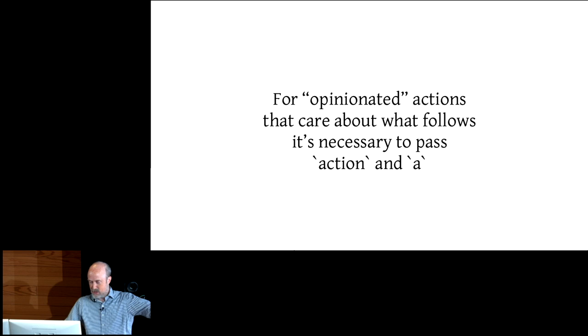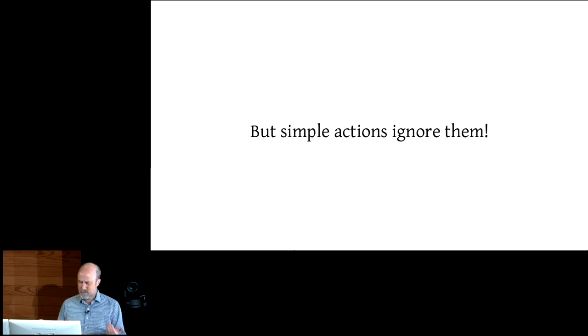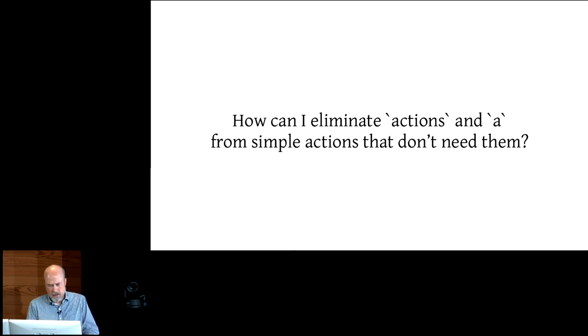For opinionated actions, like headings that care about what follows, it's necessary to pass actions and A so that they can get to the next thing. But simple actions that just lay themselves out and don't care about what comes next ignore them. And so the simple actions at the bottom are receiving parameters they don't really need. How can I eliminate actions in A from simple actions that don't need them?